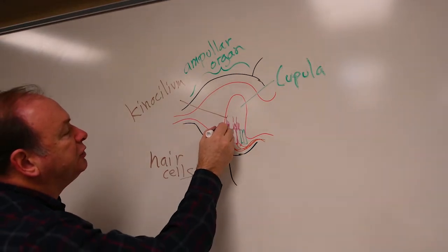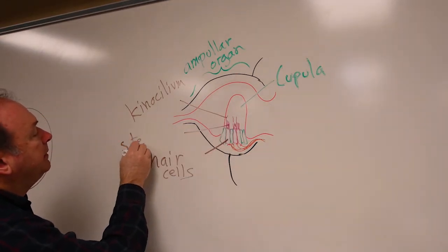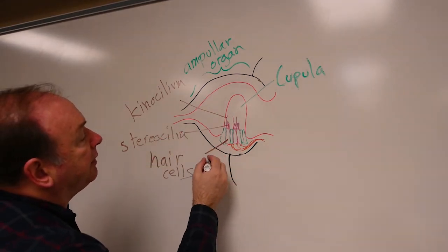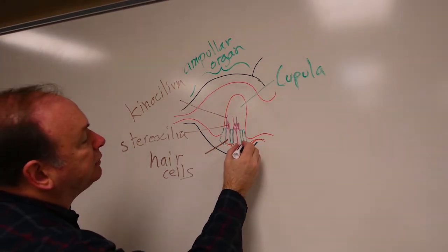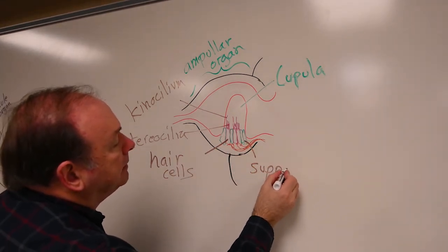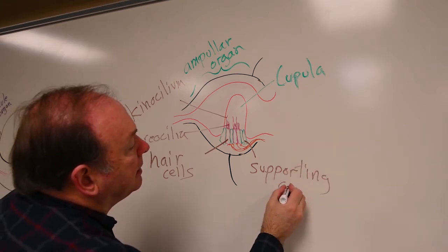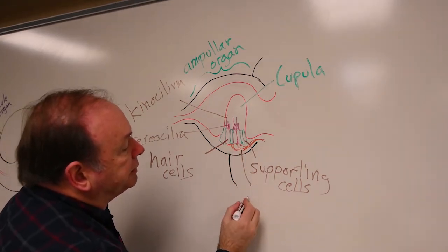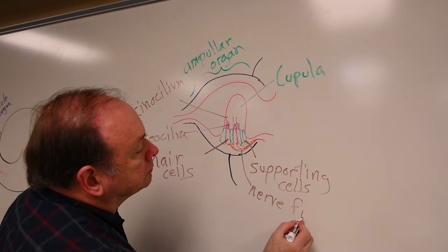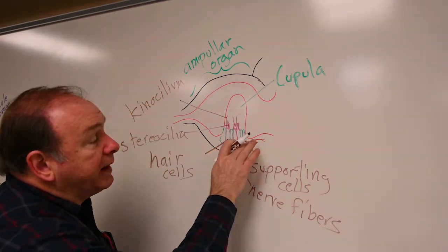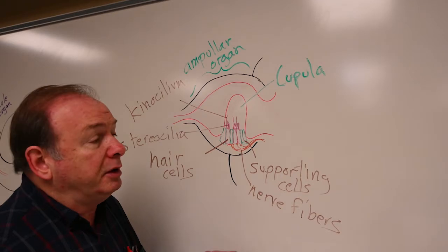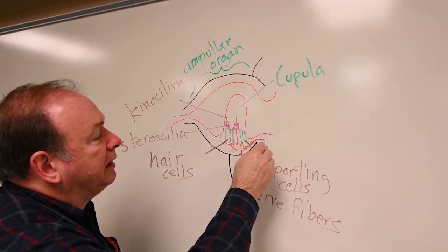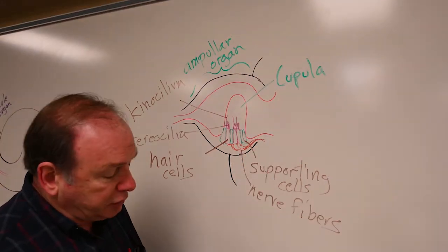Kinocilium that sticks up, and then they have shorter stereocilia in there. So those are the hair cells. And then we have supporting cells, sometimes called sustentacular cells, and then we have our nerve fibers. These nerve fibers are connected to your vestibulocochlear nerve, the 8th cranial nerve, and they connect to a ganglion cell nearby that relays that information to the brain.